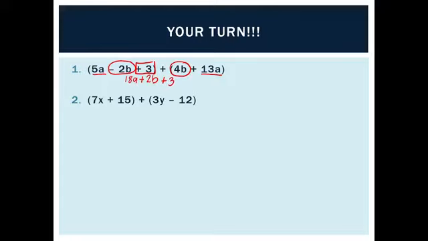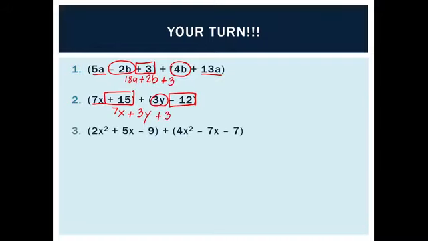Okay? Number 2. Where is the like term of 7x? Oh, we just copy it. 7x. Where is the partner of 3y? Sir, none, sir. Copy. Where is the partner of positive 15? Negative 12. So, how much is 15 minus 12? Okay, there you go. What is the answer for number 2?